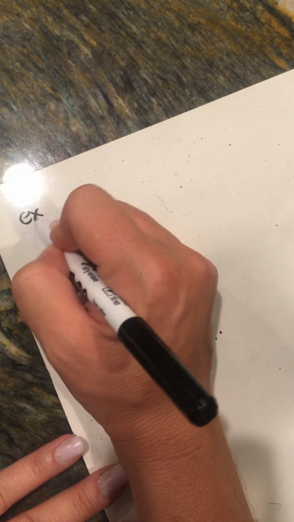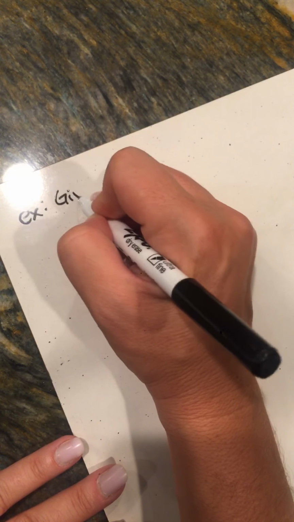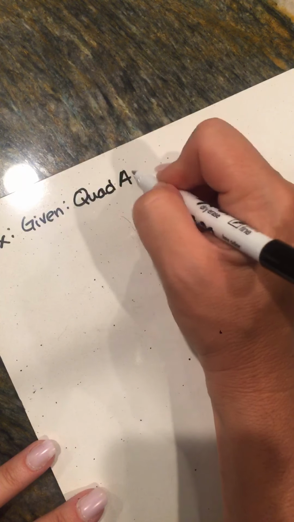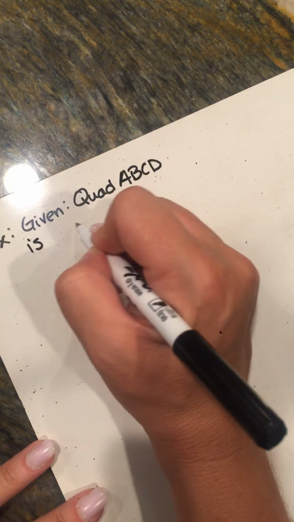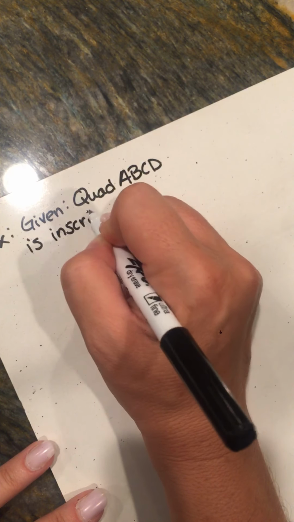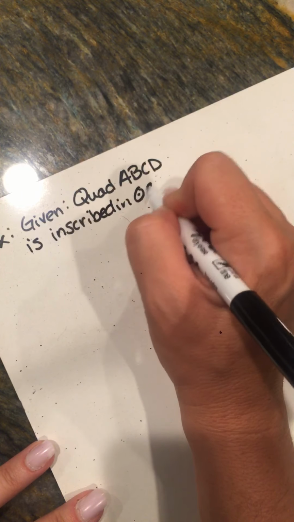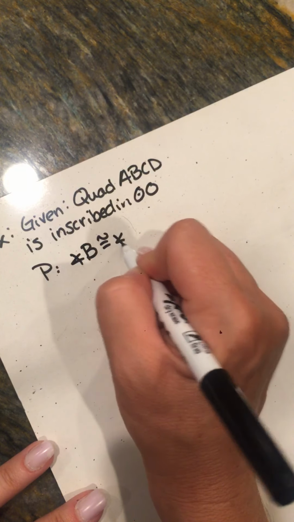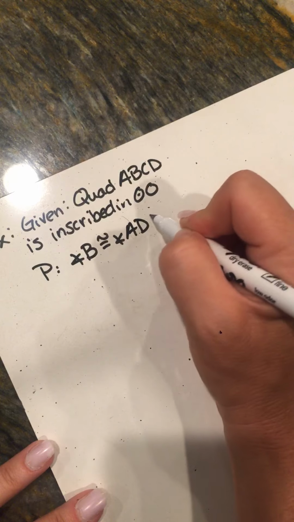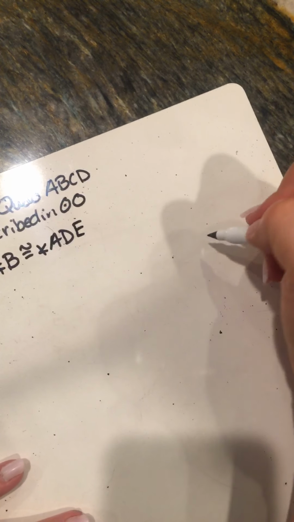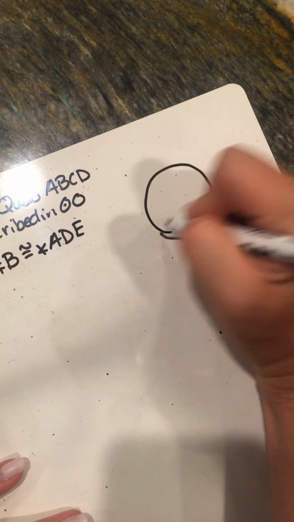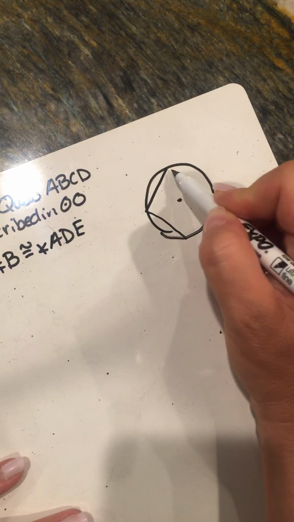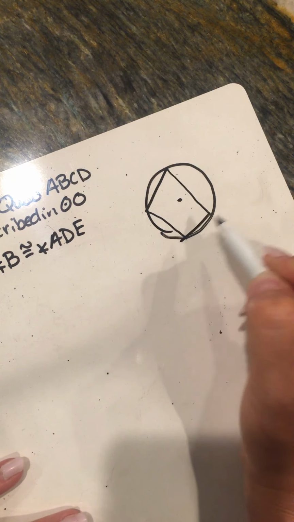Here we go, our example. You are going to be given quadrilateral ABCD, and it's inscribed in circle O. You're going to prove angle B is congruent to angle ADE. So let's look at a picture. Here's your circle, circle O, and we have a quadrilateral. Notice it doesn't say parallelogram, friends, okay? That's just what we were talking about.